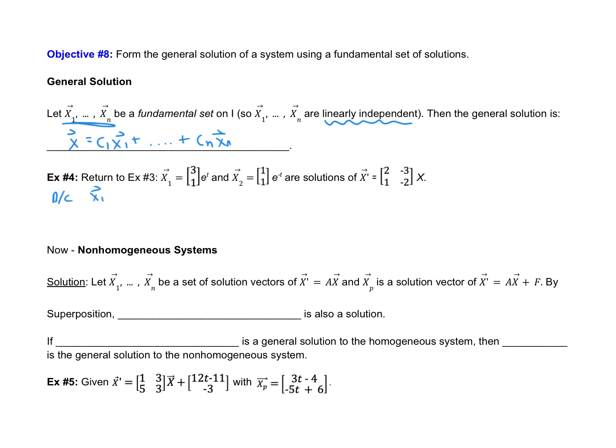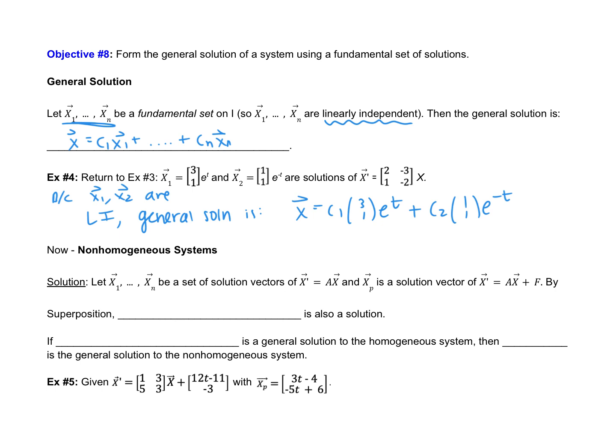Because x1 and x2 are linearly independent, the general solution then is x equals c1 times x1, which is (3, 1) e to the t, add c2 times (1, 1) e to the negative t.